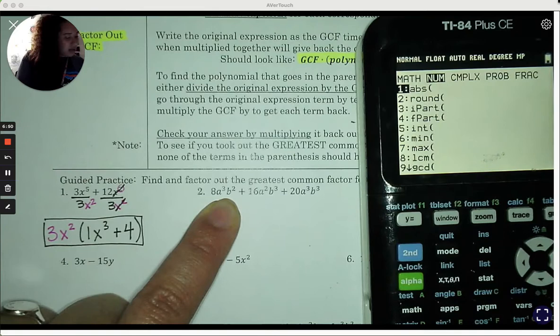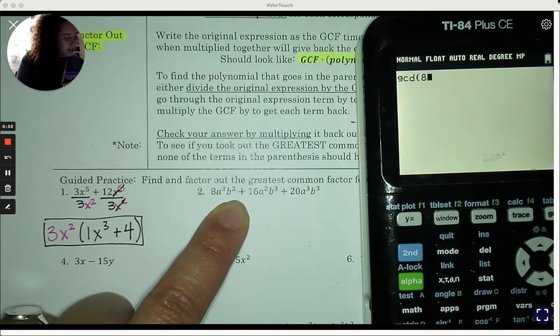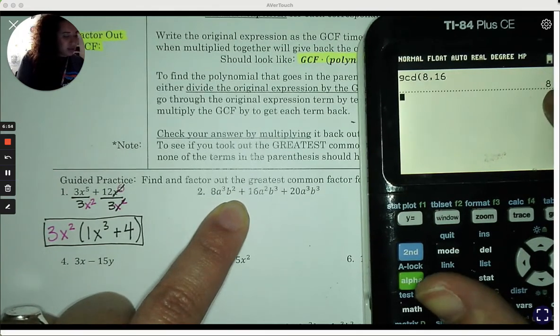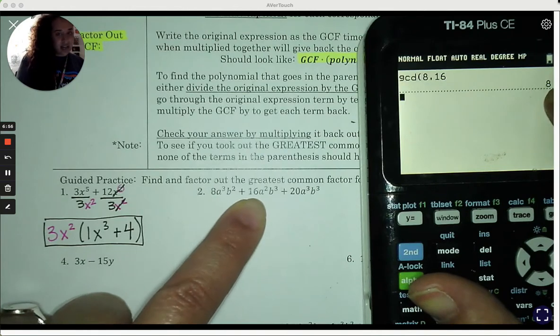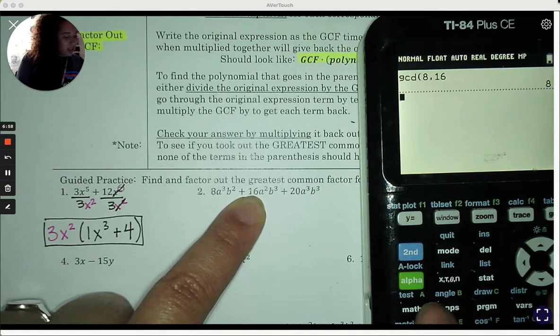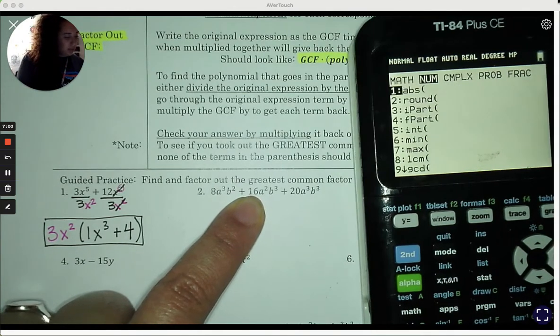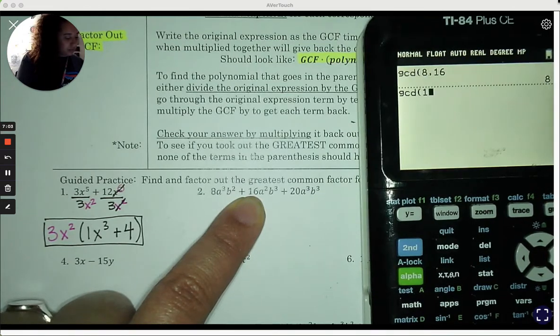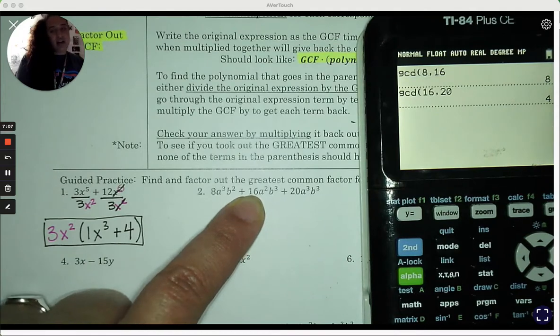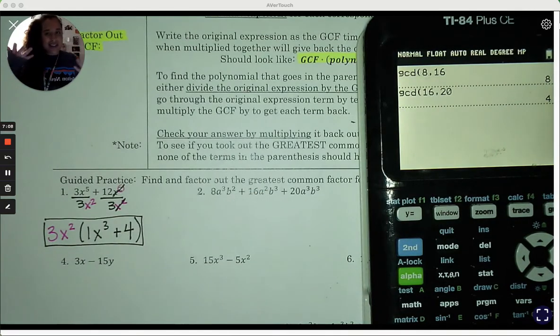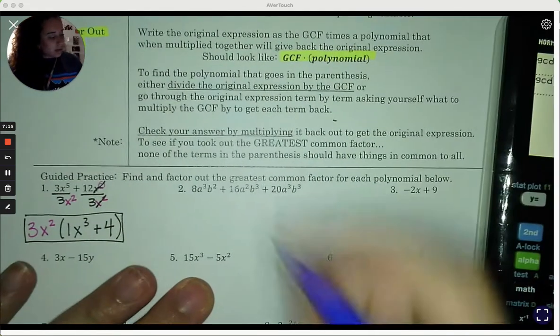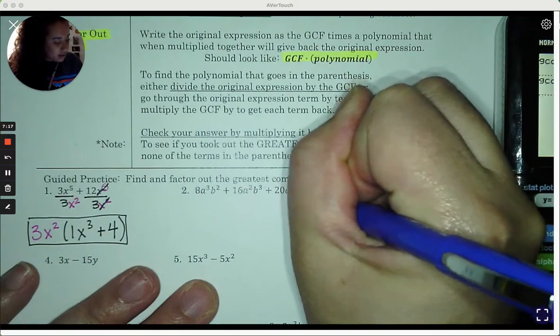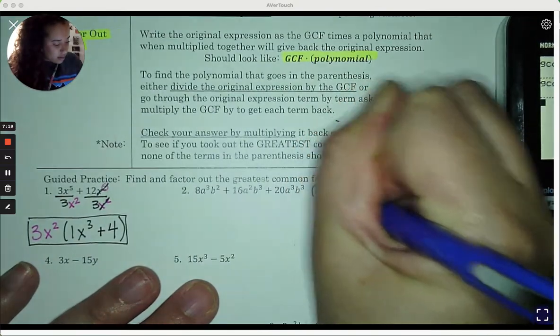So I'm going to do 8 and 16. Between 8 and 16, it's 8, but between 16 and 20, it's 4. All right, so is 8 divisible by 4? Yes. So I know I'm going to use 4 instead of 8. So my greatest common factor, we're going to start with 4.